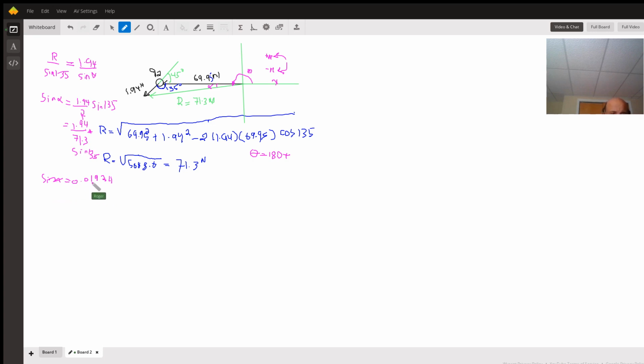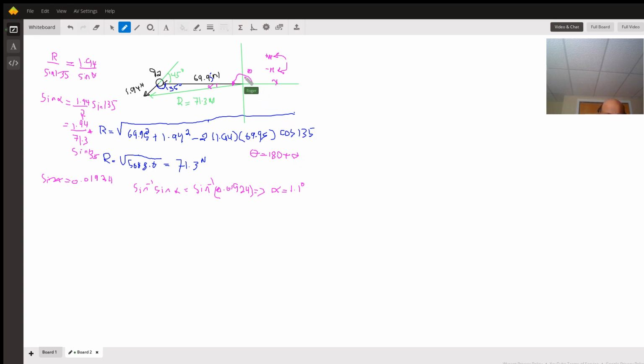Well, I take the inverse sine of both sides. So I get sine inverse of sine alpha equal to sine inverse of 0.01924. Sine inverse of sine alpha is alpha. So I'll just take the sine inverse of this value, 0.01924. I get 1.1 degrees. Okay. So what did we say?